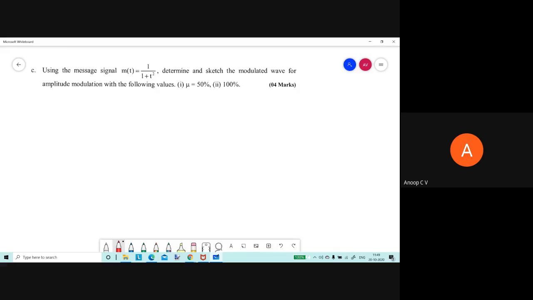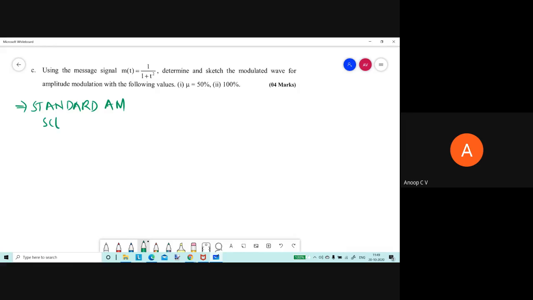Did anyone understand from which topic this question has come? I'll give you a hint. It is a question from standard AM, right? So what is the time domain expression of standard AM?